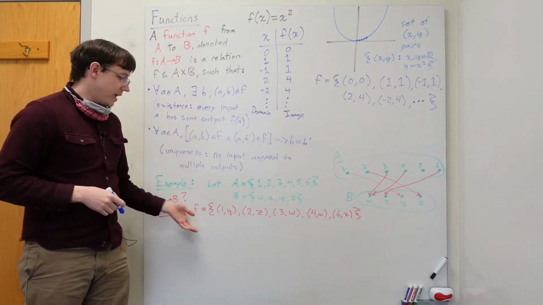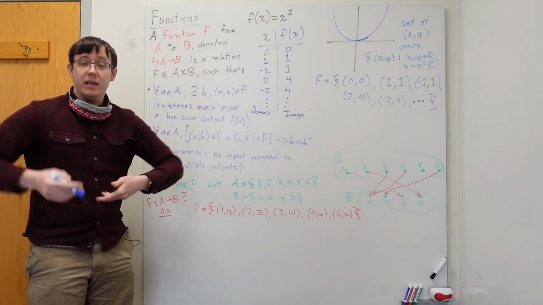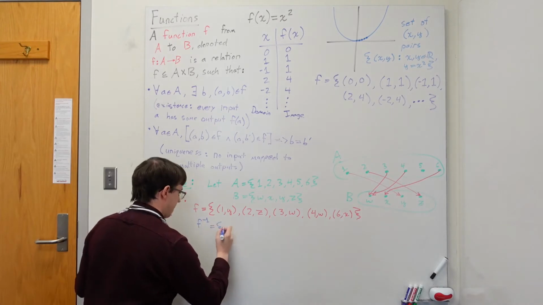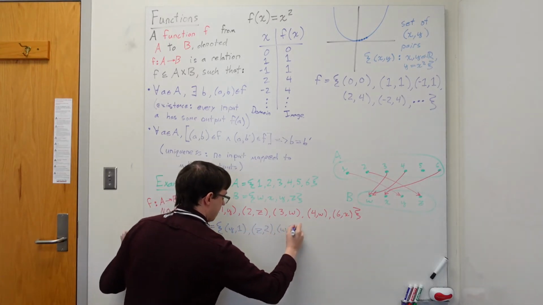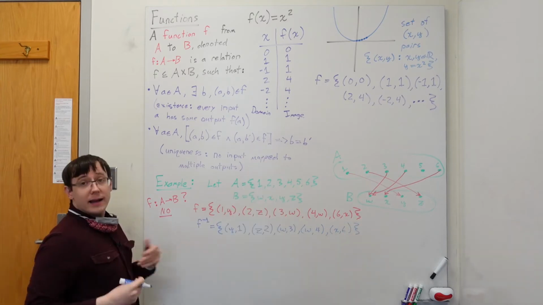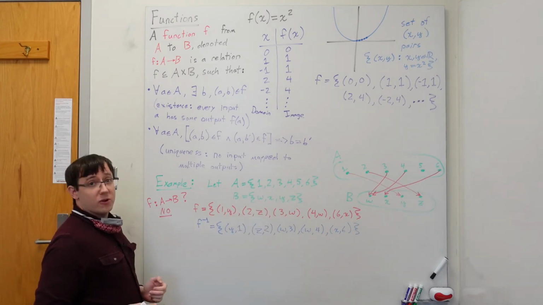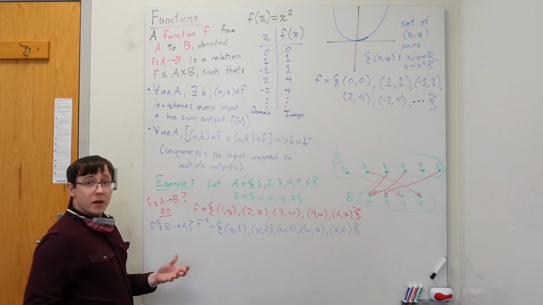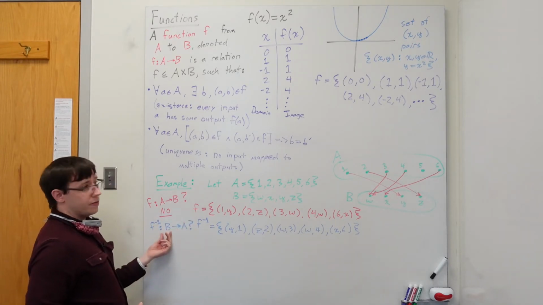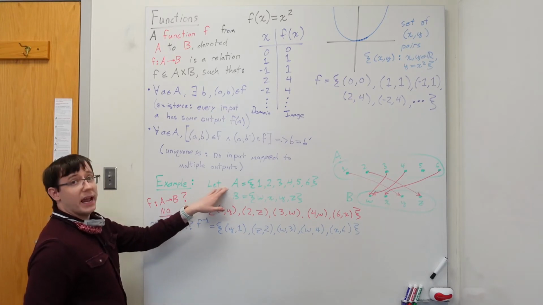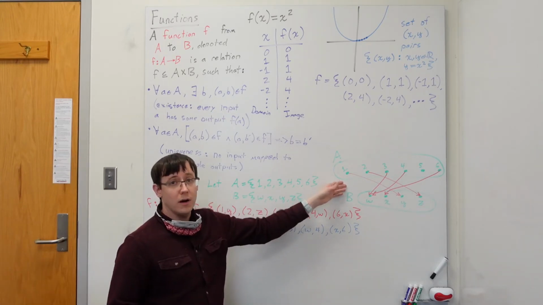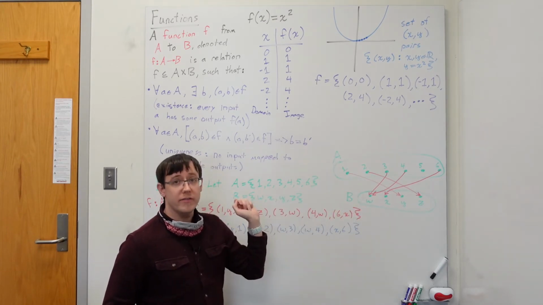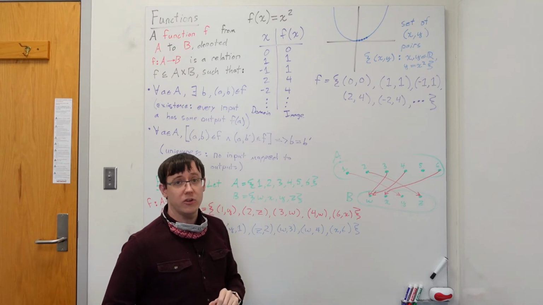But since f is a relation, we can think about the inverse relation, where we reverse all of the pairs. And we can also ask whether f inverse is a function. If it were a function, it would be a function from the set B to the set A. And if we were to draw the inverse relation, we would do that by reversing all of the arrows from our initial relation f.